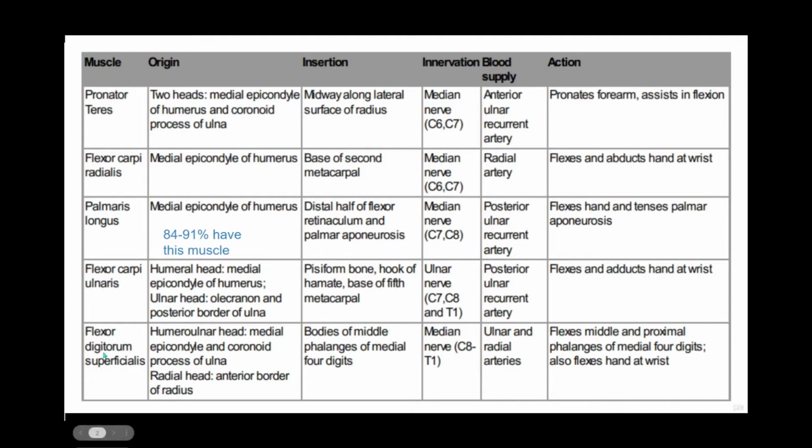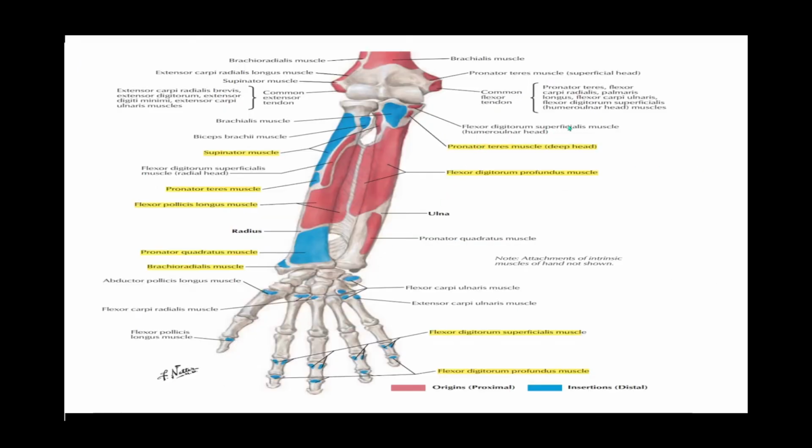The flexor digitorum superficialis has a humeral ulnar head and has a radial head. So the humeral ulnar head is from the coronoid process of the ulnar bone. Okay, from the coronoid process of the ulnar bone. So that's like the ulnar condyle. Somewhere there, the coronoid process of the ulnar bone.